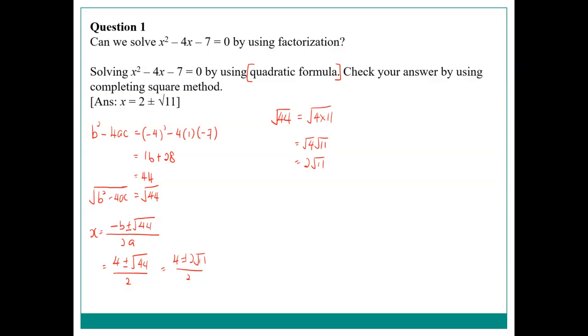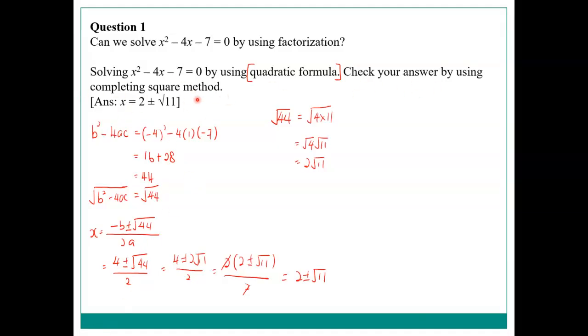And we can factorize out the 2. So we got 2 times 2 plus minus root 11 over 2. And we cancel the 2. We got 2 plus minus square root 11. All right, so this is the root. This is the root I got by using the quadratic formula.